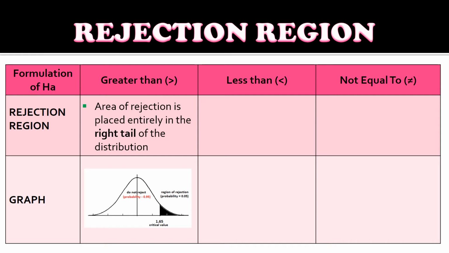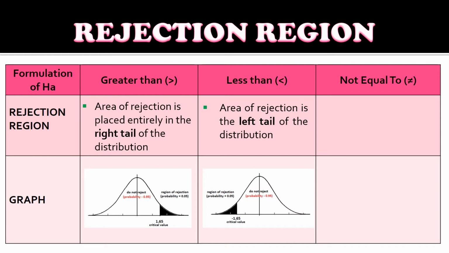which has a probability of 95%. For the rejection region less than, the area of rejection is on the left tail of the distribution. Here's how it looks. It's just the opposite of the greater than. Same thing, the critical value is negative 1.65 since it's on the left side. That is the region of rejection. And at the right side, that's the do not reject region, which is also 0.95 at alpha 0.05.